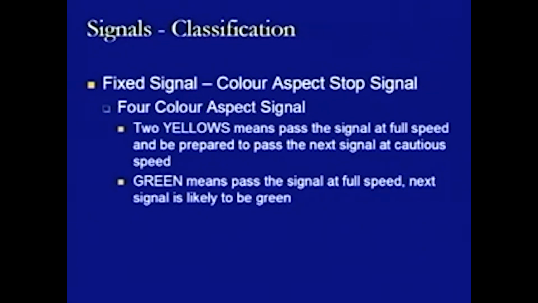In the first case, it was that you can pass this signal cautiously, and then you have to look at whether you have to stop at the next signal, but when this double yellow is there, then it means that you can pass with full speed here, and you just check out for the cautious condition which can be there at the next signal. Green as usual again means that the signal can be passed at complete full speed, and it is most likely that the next signal will also be green in color, allowing the train to move on the next section.